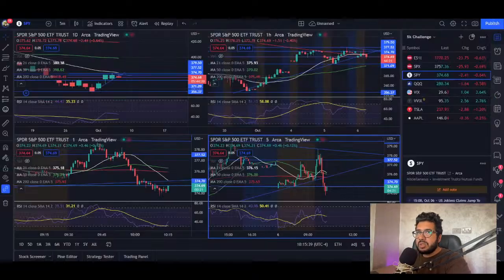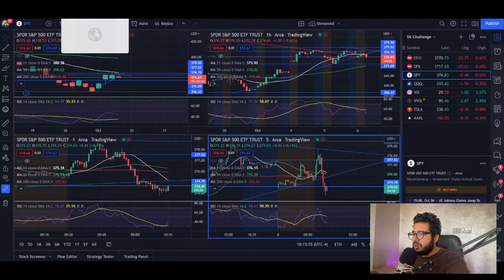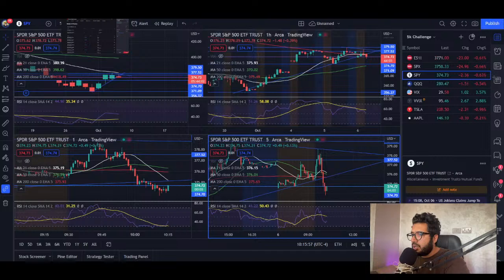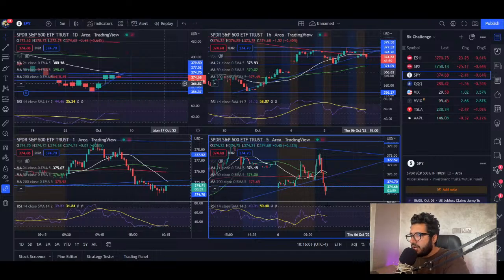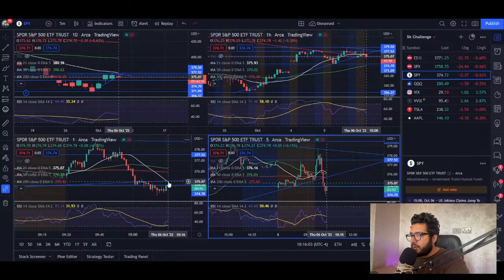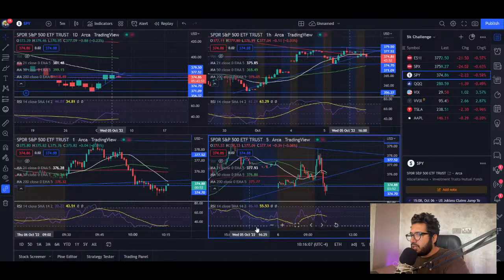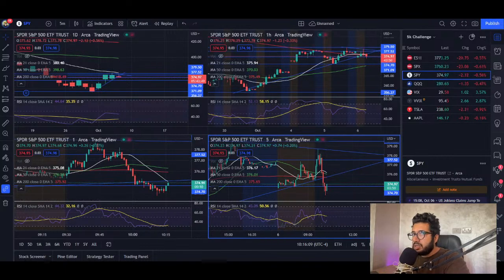Just in case. Not saying it's gonna happen, but if it does, we do not want to be... By the way, look at this. Look at the 21 MA here on the 1 minute. This might be a resistance zone on the 1 minute, and if it gets taken out, that's it.